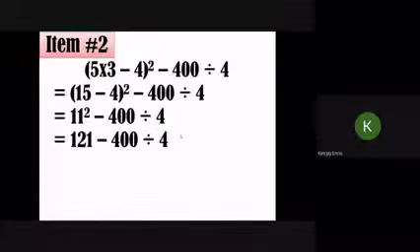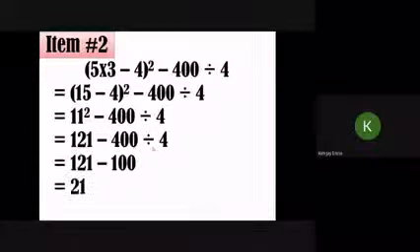So now you have subtraction and division. Which operation should be done first? Subtraction or division? The answer is division, because division comes before subtraction. So we have to divide 400 by 4, which is 100. So the expression becomes 121 minus 100, which simplifies to 21. So if you answered letter C, congratulations, you got it correctly.